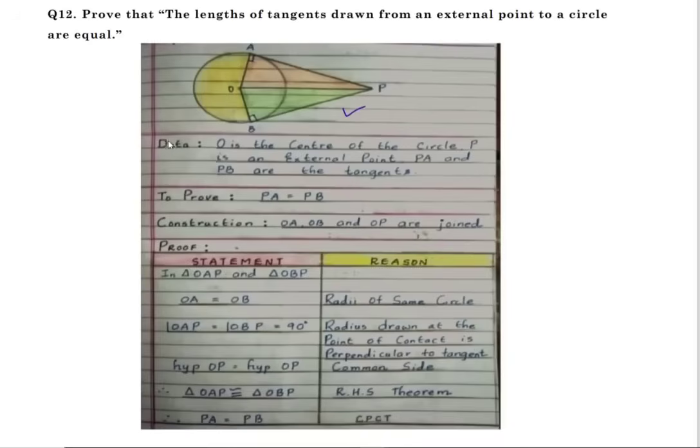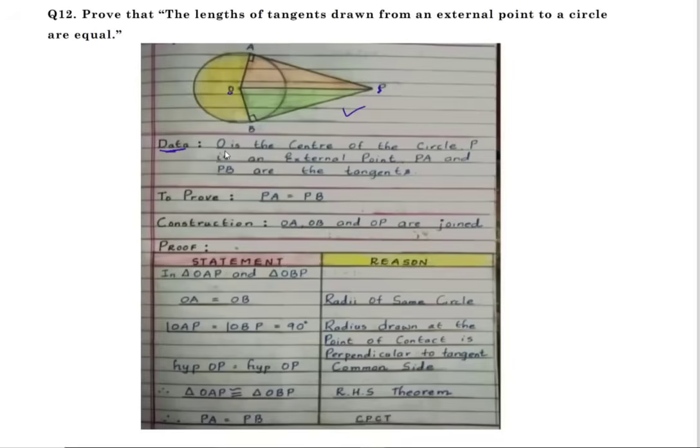Now what do you need to do? We should write the data by looking at the figure. Don't memorize it. What is the data? O is the center of the circle. P is an external point. PA and PB are the tangents. Just look at the figure and write down the data you get from the figure.